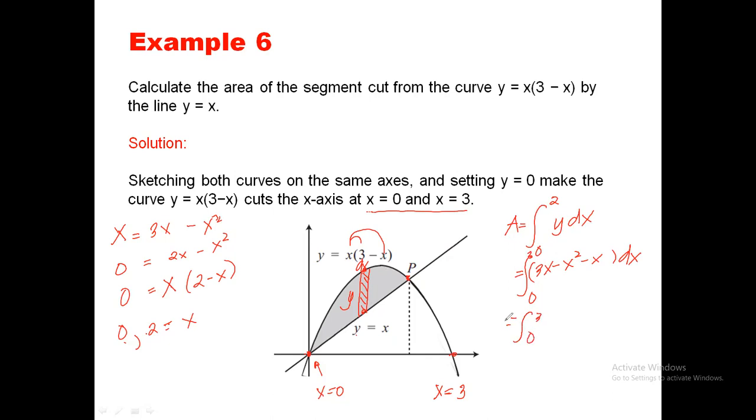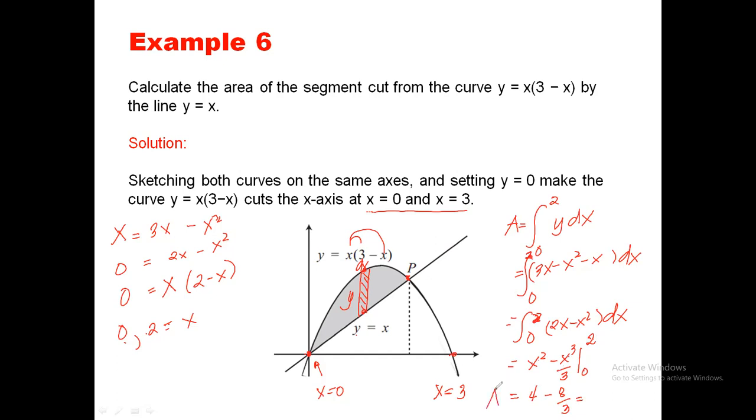We have 0 to 2 again, and you will have here the integral of 2x minus x squared dx. If you integrate this, you will have x squared, and you will have here x cubed over 3, evaluated from 0 to 2. Then you will substitute the limit. So that's 2 squared, that would be 4, and you will have here 8 over 3. If you substitute 0 for both of these, that would be 0.